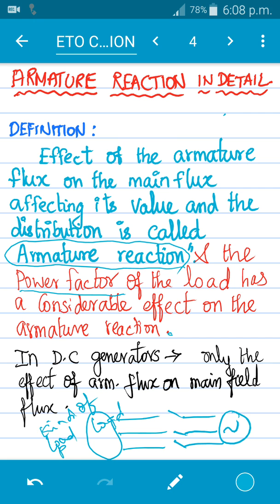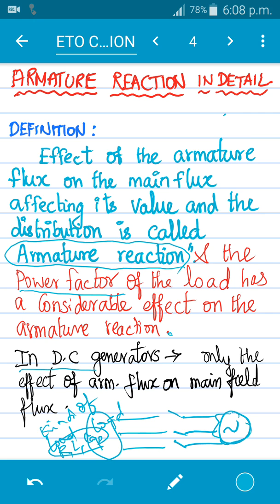Is a resistive load or inductive load or capacitive load. This plays the main role for the armature reactions. So you can say the effect of armature flux on the main flux affecting its value and distribution, and the power factor of the load has a considerable effect on the armature reaction.